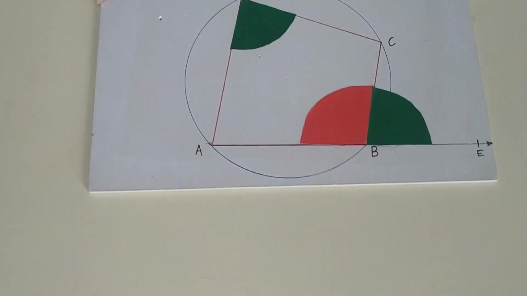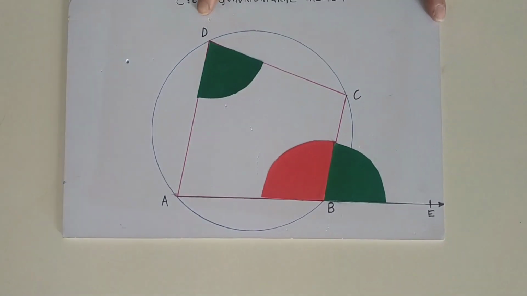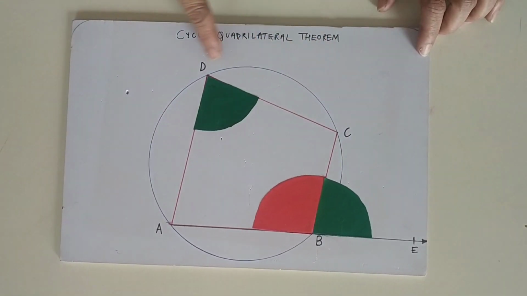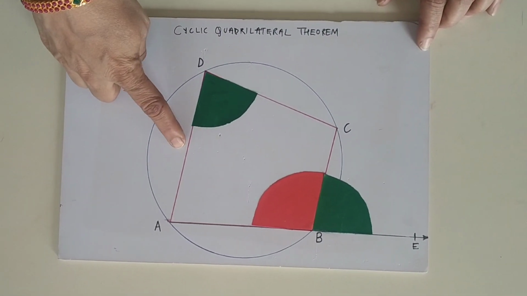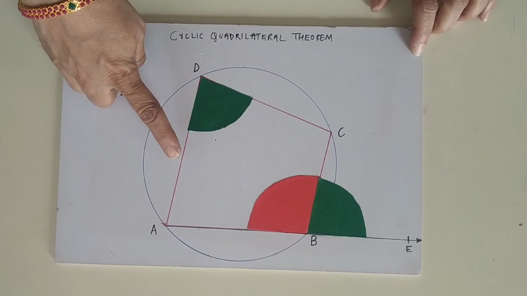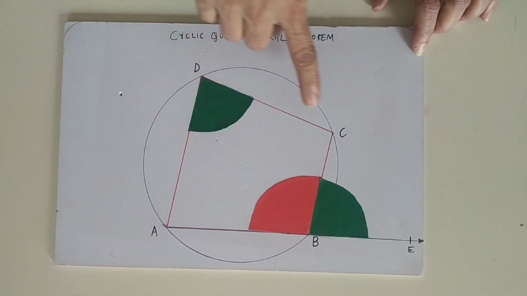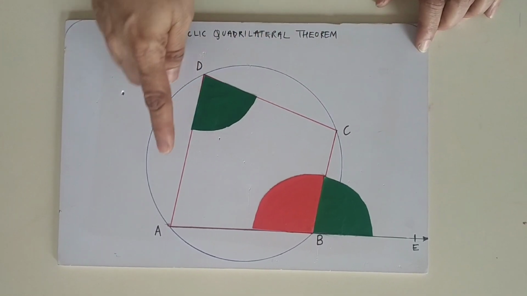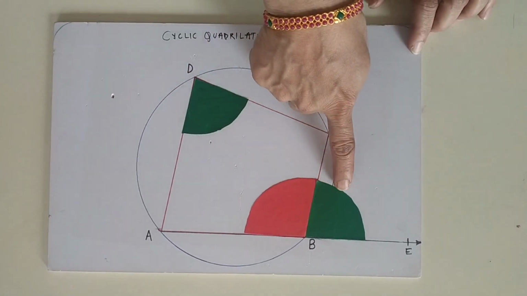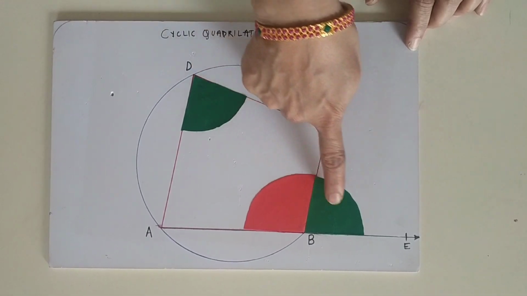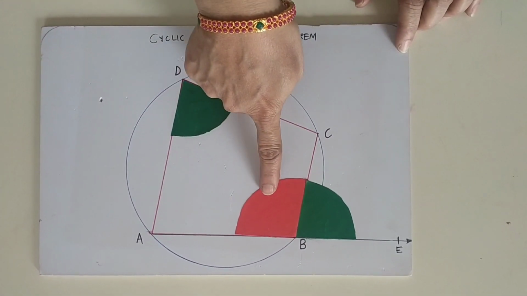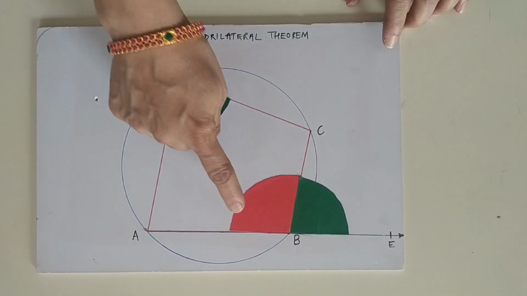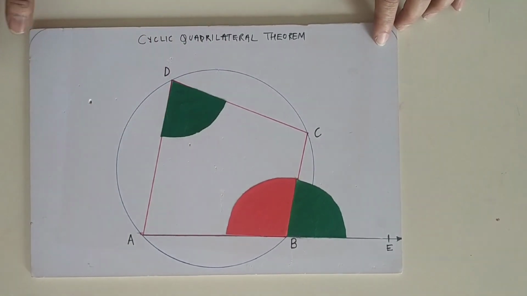Now here, quadrilateral ABCD: the vertices of this quadrilateral lie on the circle. Therefore, this quadrilateral ABCD is a cyclic quadrilateral. In this cyclic quadrilateral, angle ADC and angle ABC are opposite angles. These opposite angles are supplementary. If you observe, this measure is 180 degrees and these particular angles are also 180 degrees. That means opposite angles of a cyclic quadrilateral are supplementary.